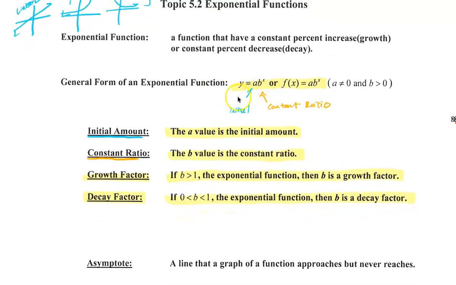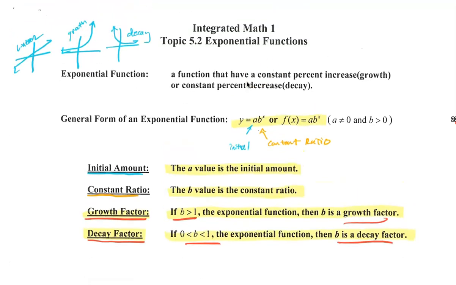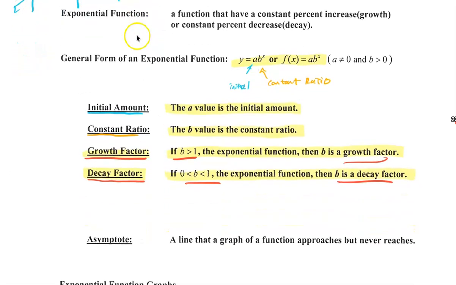That b is also known as a growth or decay factor. So if that b is greater than 1, it's known as a growth factor. And if that b is less than 1, it's known as a decay factor. So this graph here, that's a growth. So the b here was greater than 1. The b here was less than 1. Right, we're getting smaller. We're multiplying by something less than 1. So it's smaller every time.